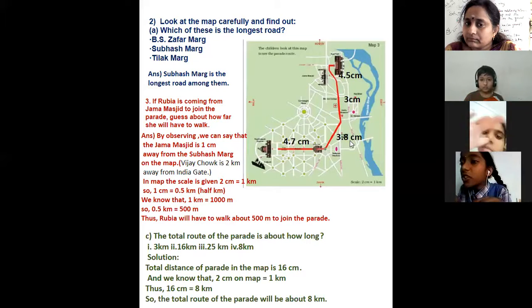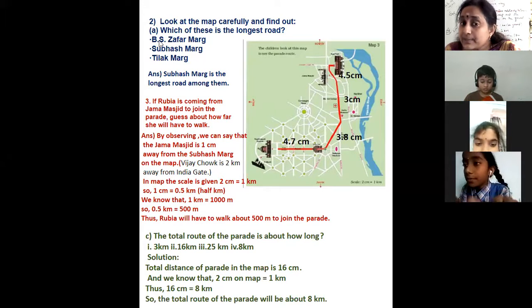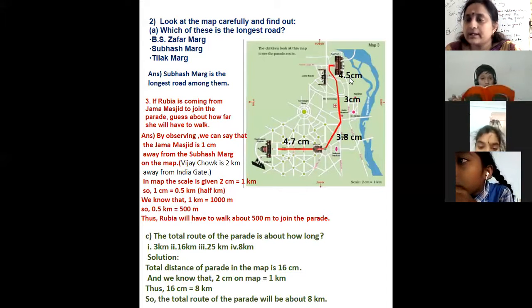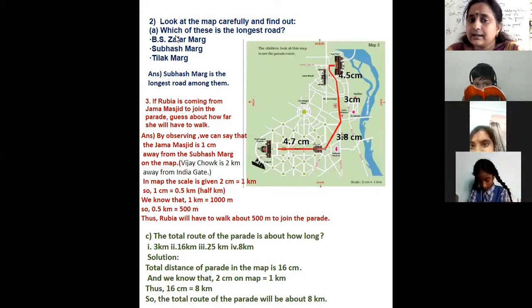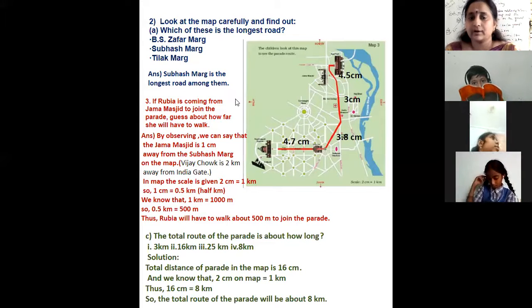Ma'am, Rajpath to India Gate. No, 3 options are given for us. I am not asking about this. Ma'am, it was Subhash Marg. Yes, very good. It is Subhash Marg. Check the options clearly. Here in the question, 3 options are given for us. So the answer is Subhash Marg is the longest road among them.